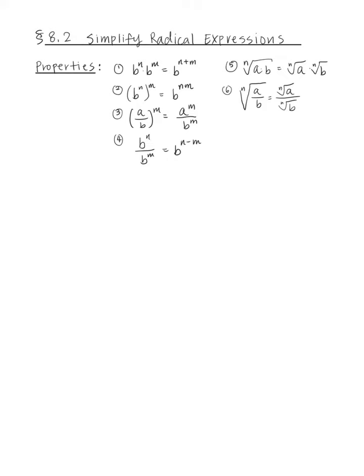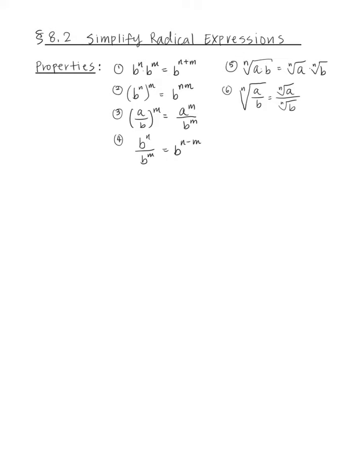First, let's recall all the properties that we have learned so far from elementary algebra. So properties 1 through 4, I think you've seen those before. You might want to write these out if you want to memorize them. And the new ones that we're going to be learning are 5 and 6.